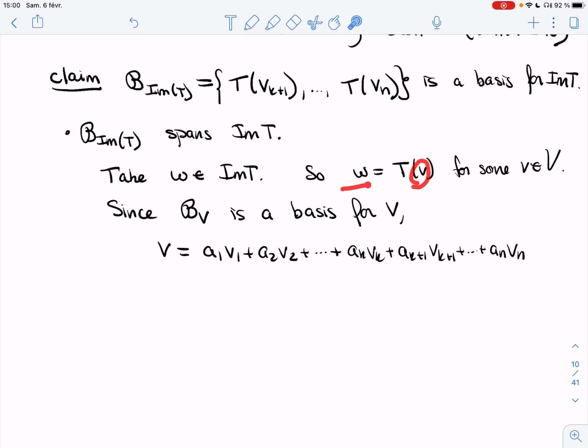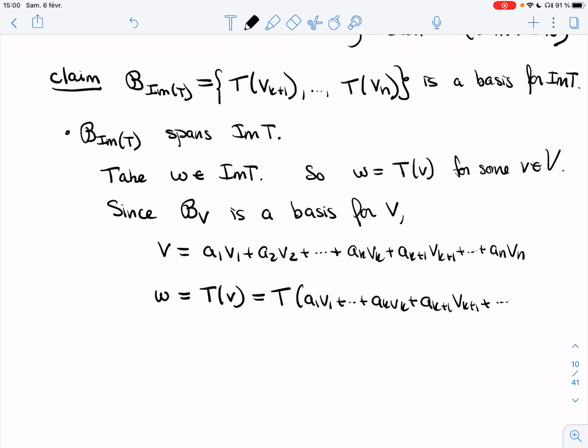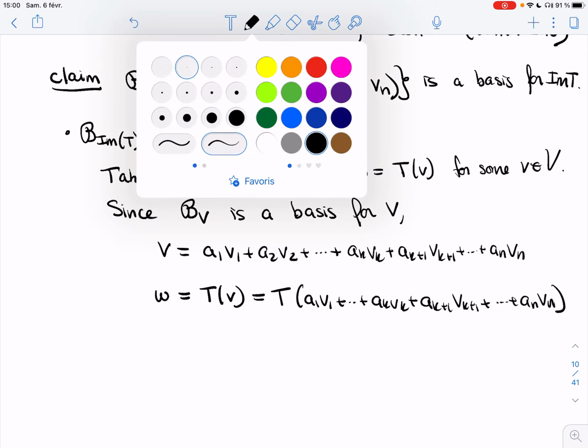This is v, so I want w. I'm going to apply T to it. So w, which is T of v, equals T of a1 v1 plus ... plus ak vk plus a(k+1) v(k+1) plus ... plus an vn. Since T is linear, I can split this.